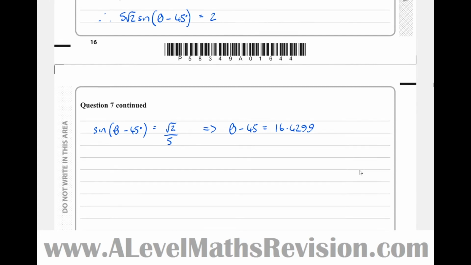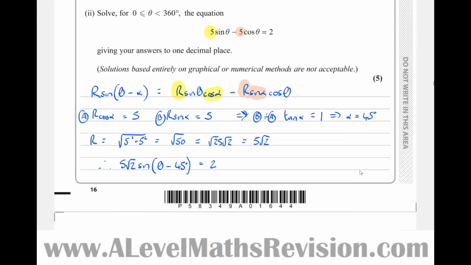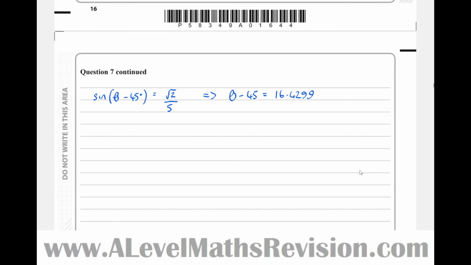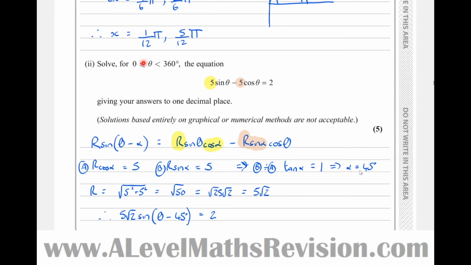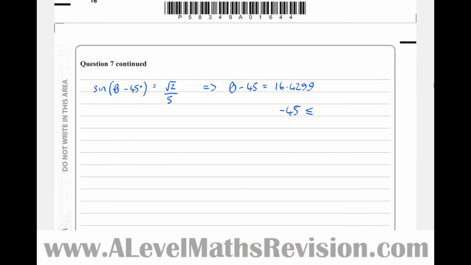Right, so we've got one solution. Now let's have a look back at the range that we need the answers in, 0 to 360. However, we've just worked out for theta minus 45, so we need to take 45 from all the answers. So take 45 from 0, we get minus 45, less than or equal to theta minus 45, less than or equal to, and take 45 away from 360, you get 315. So that's the range in which we're looking for the answers now.